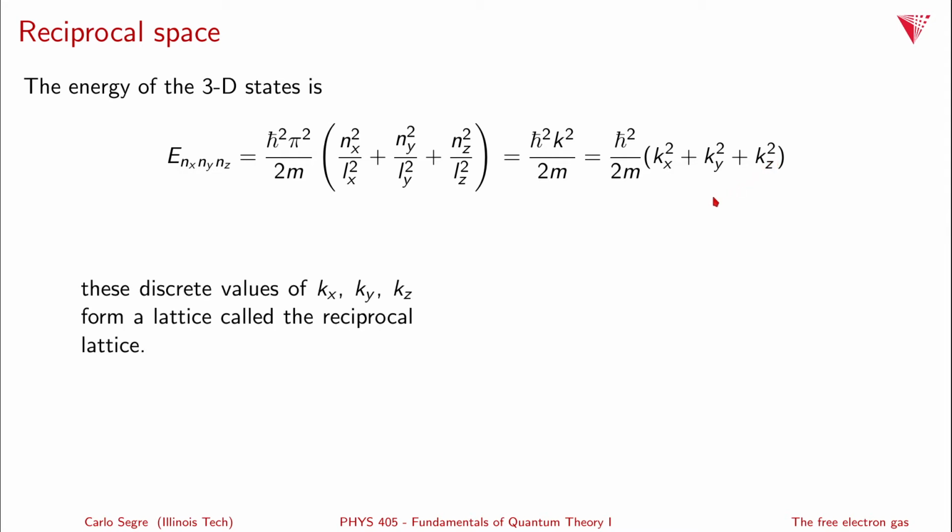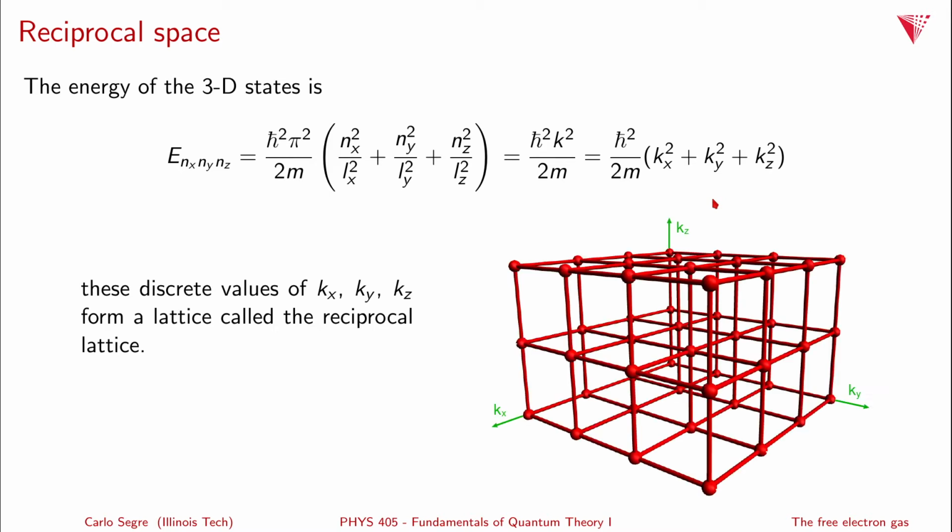These discrete values of kx, ky, and kz form a lattice, which we call the reciprocal lattice, which we'll see just in a minute why that is. And we can visualize it in this way. Because kx, ky, and kz are equal to some integer divided by L, and then there's a pi of course, they represent points on an infinite lattice that is a rectangular lattice like this.